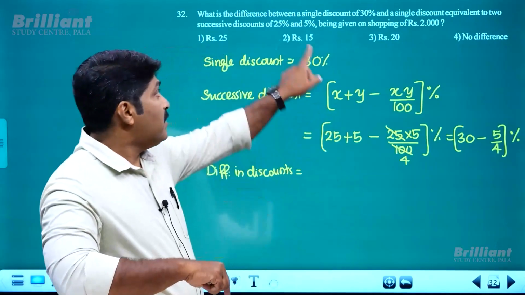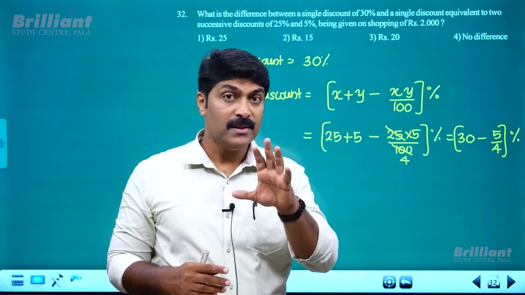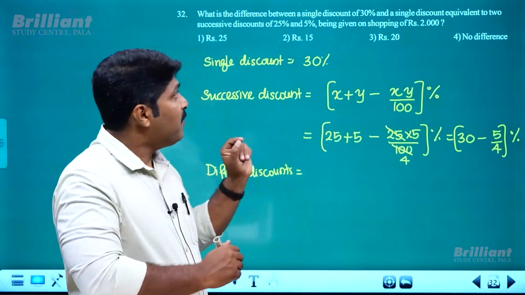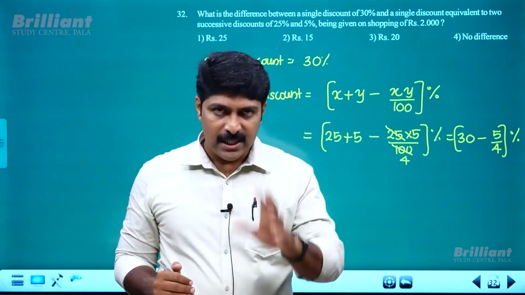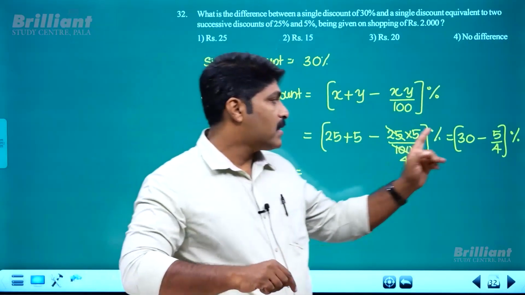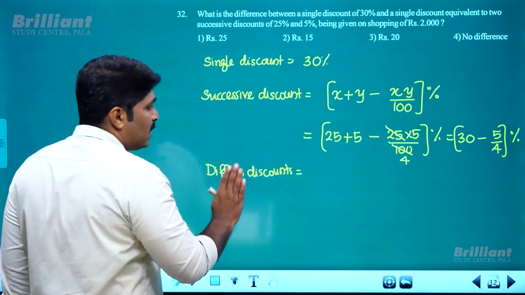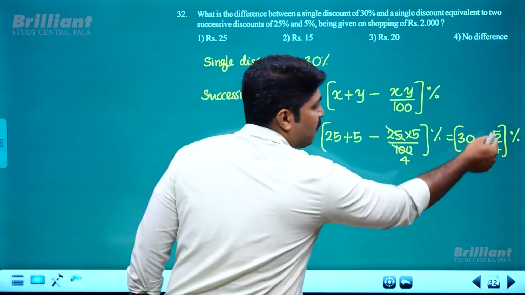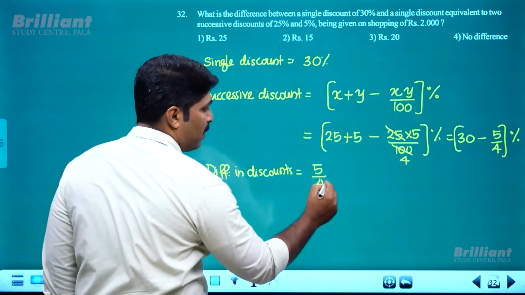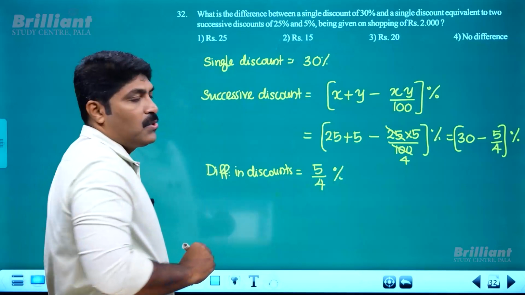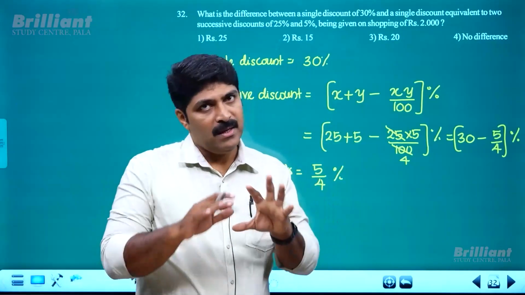Because first a 25% discount is offered on the marked price. Successive discount means the second 5% will be offered on the reduced price. That's why our net discount is less than the total discount by 5/4%. So here, what is the difference in discount? You just simply focus on this 5/4 part. That is 5/4%, and then we are going to find out the difference amount.